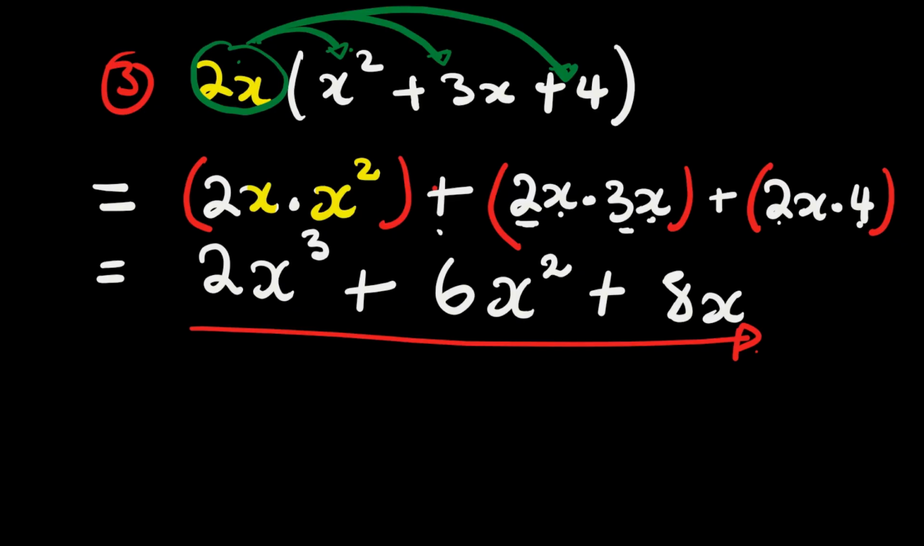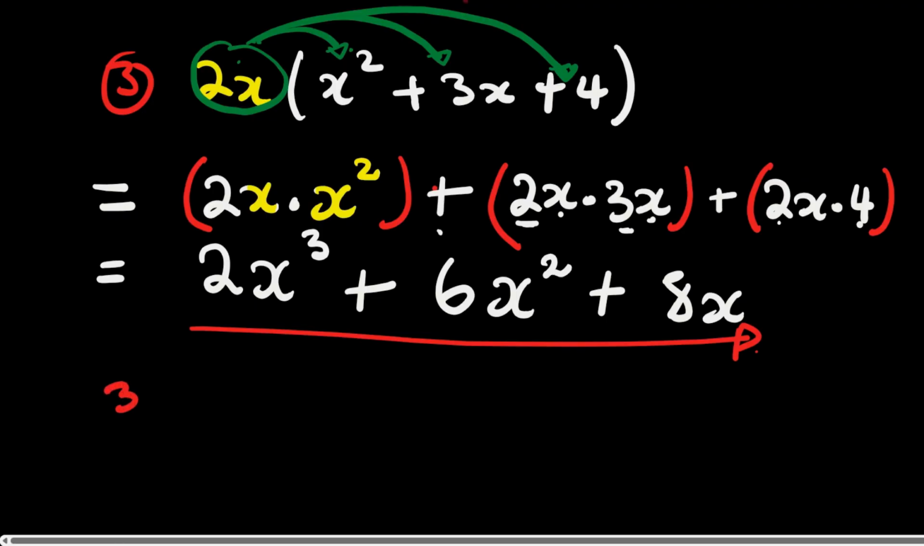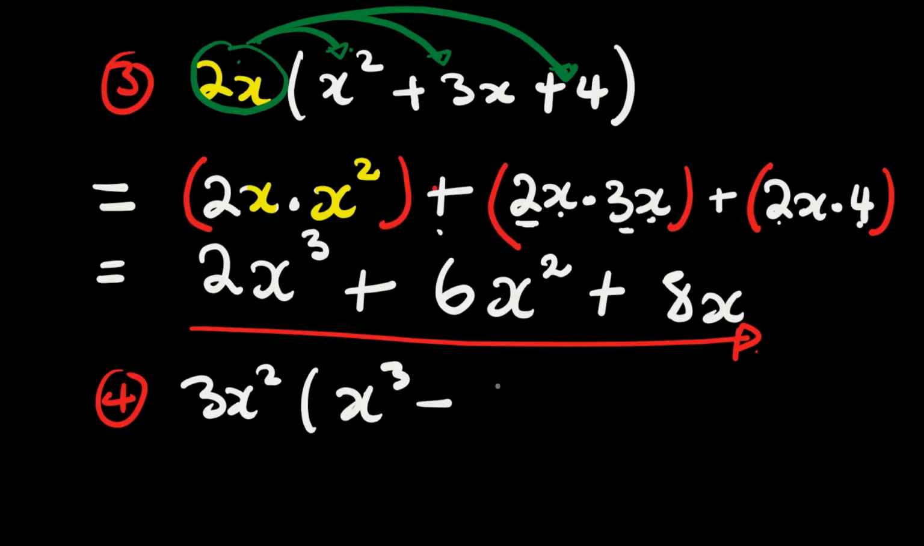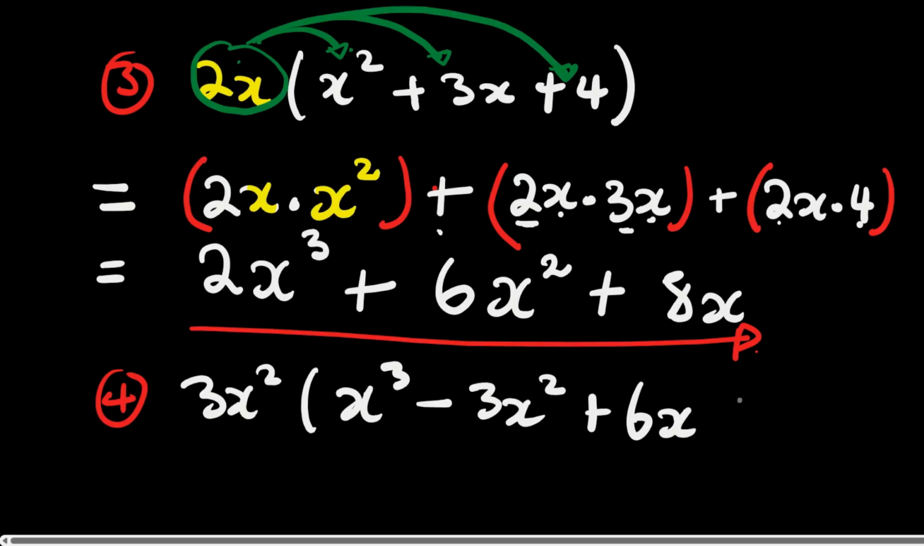Let's make it a little bit difficult. Let's say we have question number 4, written this way: 3x squared multiplied by x to the power 3 minus 3x to the power 2 plus 6x minus 5. How would you approach this? You can pause and try it.